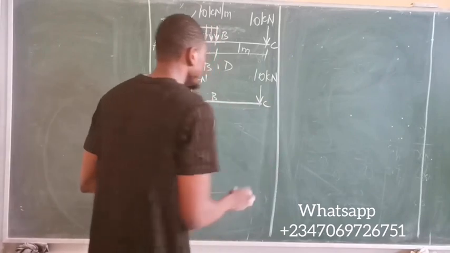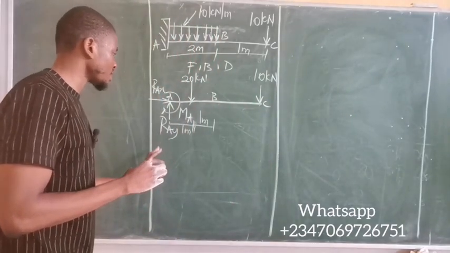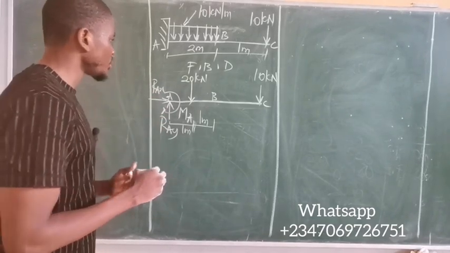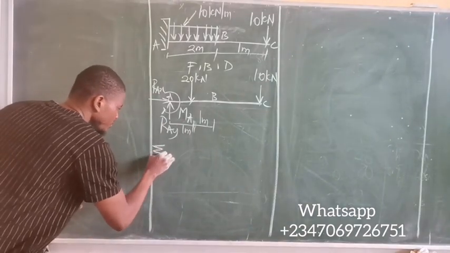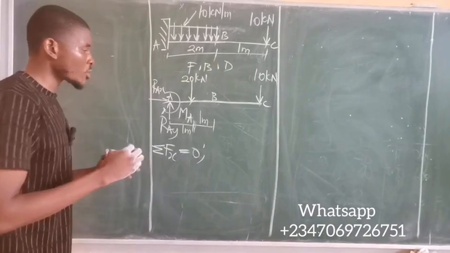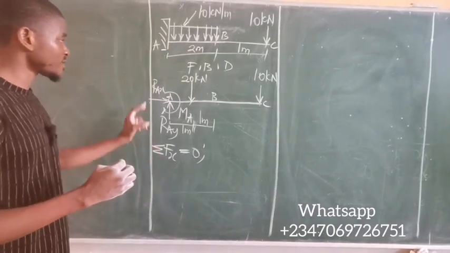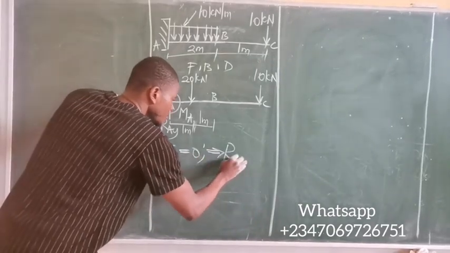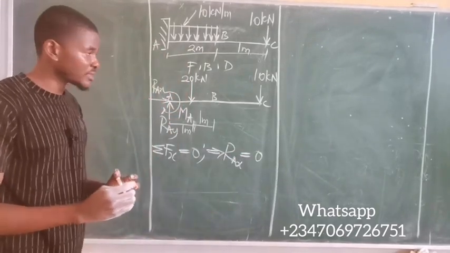The question is for us to determine the reactions at A, the fixed point. The first thing to do is to employ your equilibrium equations. Recall that summation Fx from the equilibrium law is equal to 0, which means sum all the horizontal forces and equate them to 0. The only force pointing in the x-axis here is simply RAX, so RAX is equal to 0. That's the first reaction determined.